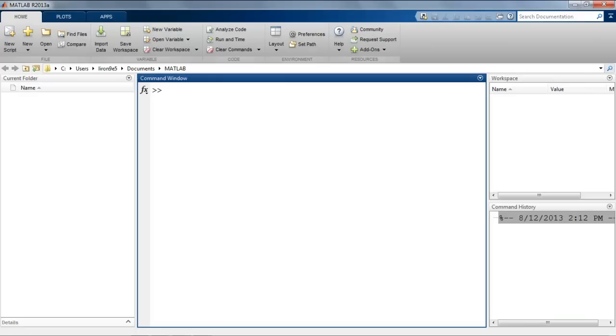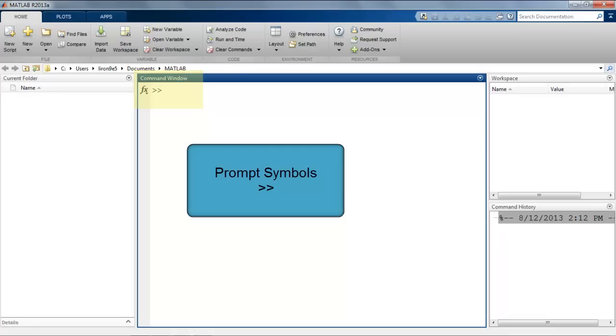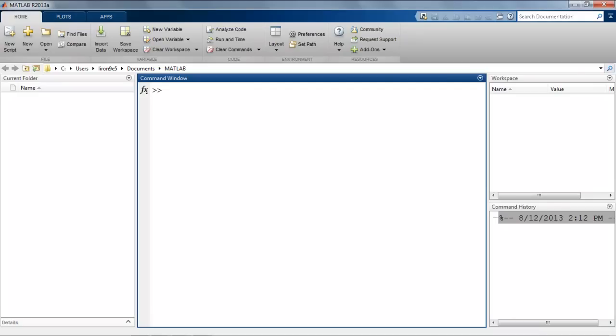So this is the default layout. When you open up MATLAB, all these windows show up. The cursor blinks on the command window in the center, next to what we call the prompt symbols, the greater than symbols. This just means that MATLAB is prompting you for an instruction. It's asking you to enter something, an equation, a command, anything that you want.